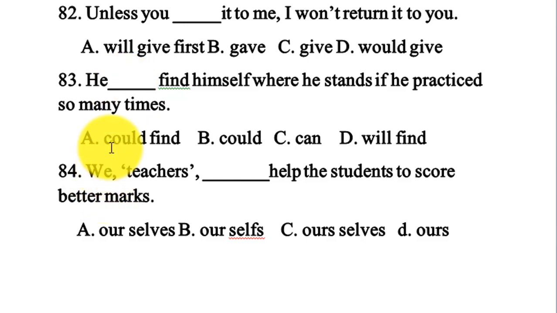A, could, fantastic, better. Because here, he could find himself where he stands if he practiced, yeah. If he practiced, simple past. And the main clause should be would, could, might, should, plus verb one. The problem is no verb one, simple future, and simple future, so the right distractor, A, could plus verb 1, which is type 2 condition. He could find himself where he starts if he practices so many times, yeah. No, okay, an imaginary condition, an imaginary output.